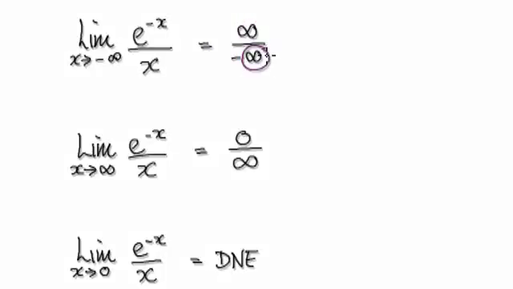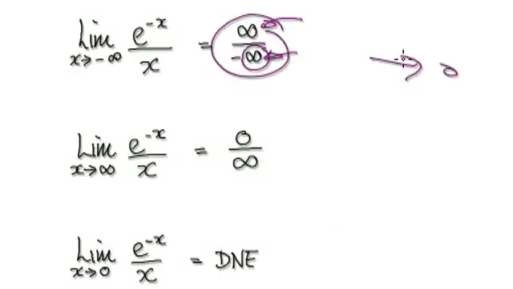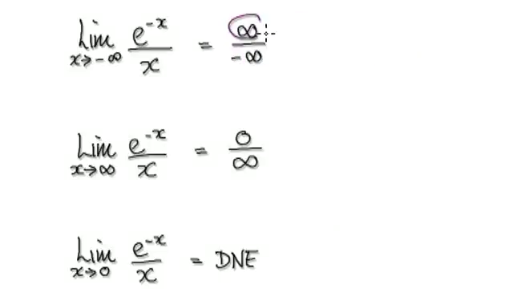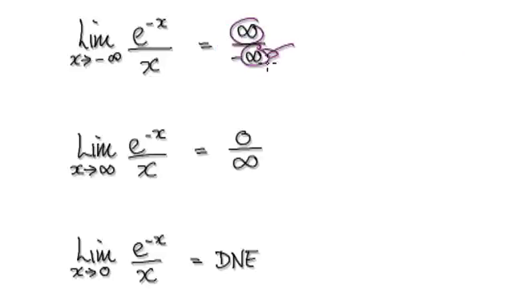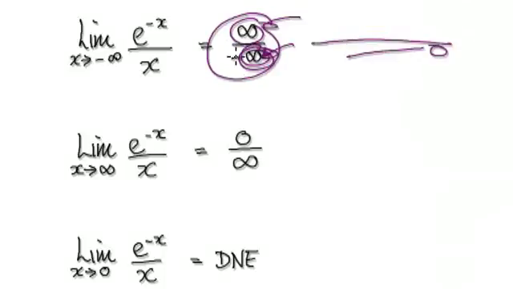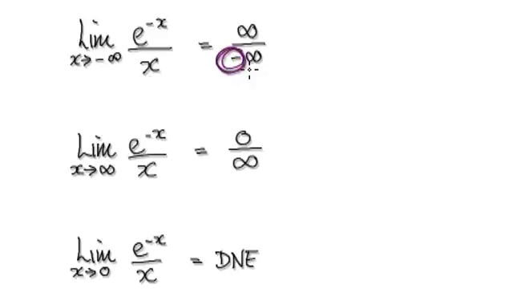But then if this infinity here is much bigger than this infinity, then you can say the whole thing will head towards zero. So it really depends. Even though they're both heading towards infinity, it really depends which one is much bigger than the other one. If this one here is much bigger than this one, then the whole thing will head towards infinity. And if this one here is much bigger than this one here, then the whole thing will head towards zero, and it will probably head towards zero from the negative side.